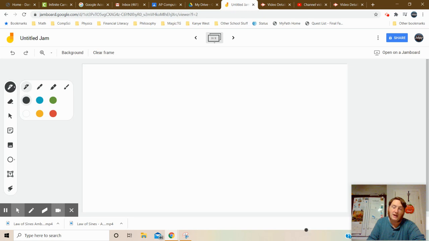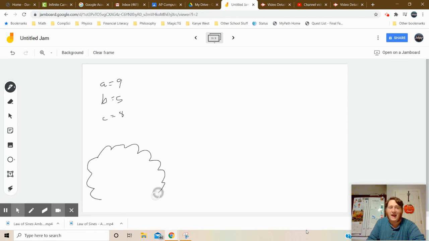What if you just know three side lengths? What if you have a triangle and you know that A is 9, B is 5, C is 8? Well, you don't have to do this, but I would recommend it. The first thing to do is realize that this can make a triangle. And this can make a triangle because the shorter two sides, 5 and 8, when you add them together, is more than the longest side of 9. So that means it is a triangle.